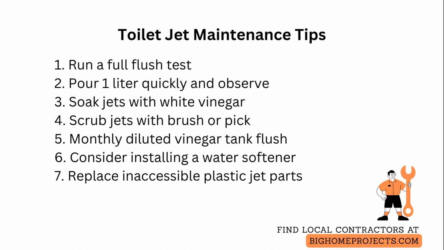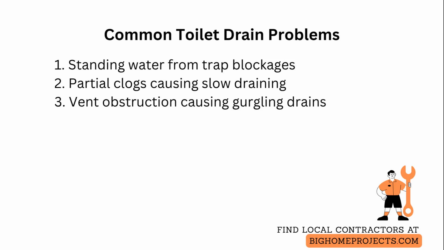Keep a simple maintenance log of cleaning dates and any observed flow changes so you can detect recurrence early and avoid more invasive repairs. Trap blockages are different because they physically block the drain path leading to standing water. Resolve them by using a toilet auger or removing the trap to clear accumulated waste, and avoid chemical drain cleaners that can damage seals and porcelain.